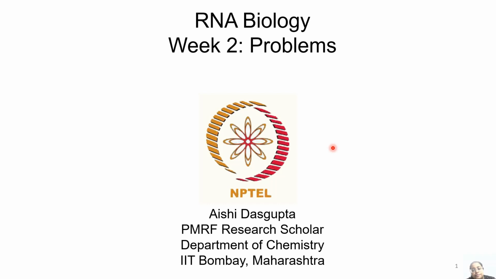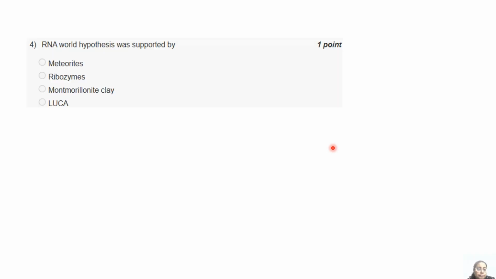Coming back to the questions, this is the first question for today. RNA world hypothesis was supported by, and these are four options: meteorites, ribozymes, Montmorillonite clay, and LUCA. If anybody wants to answer this question, I'll stop for 1-2 minutes, and if you know the answer or want to try, you can just speak out. After 2 minutes, we'll discuss the answer.